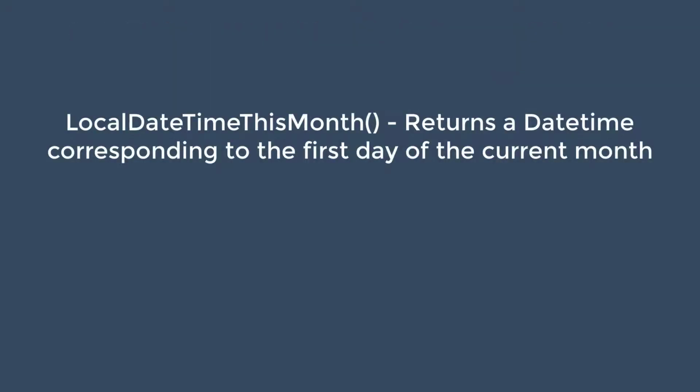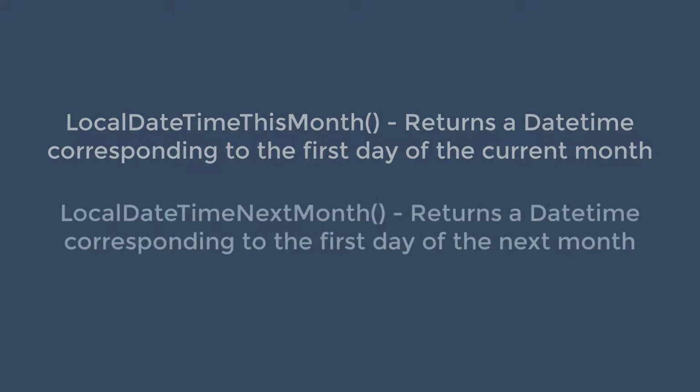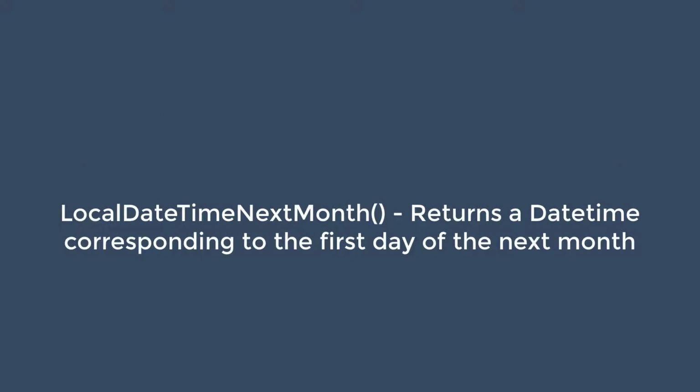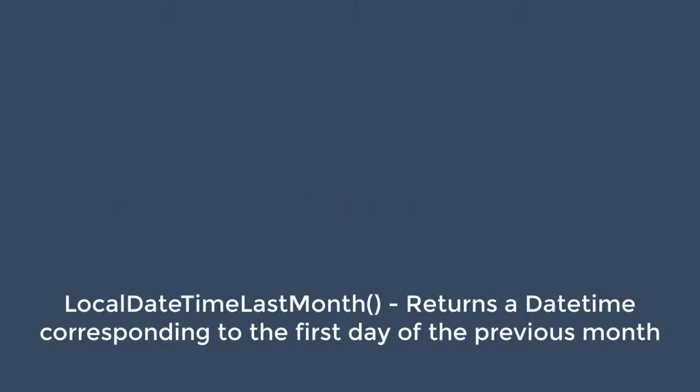LocalDateTimeThisMonth returns a datetime value corresponding to the first day of the current month. LocalDateTimeNextMonth returns a datetime value corresponding to the first day of the next month. LocalDateTimeLastMonth returns a datetime value corresponding to the first day of the previous month.